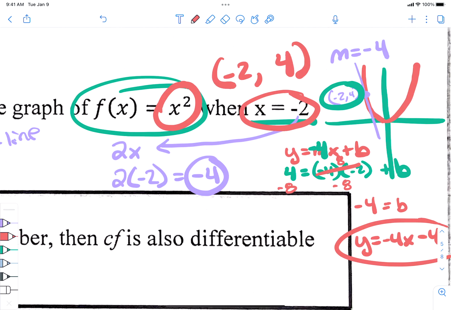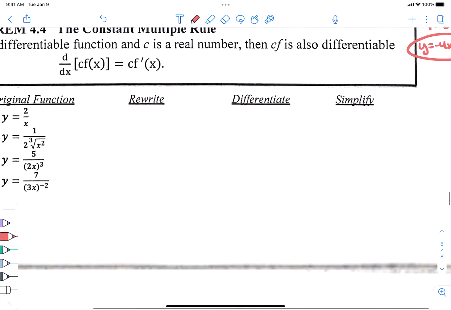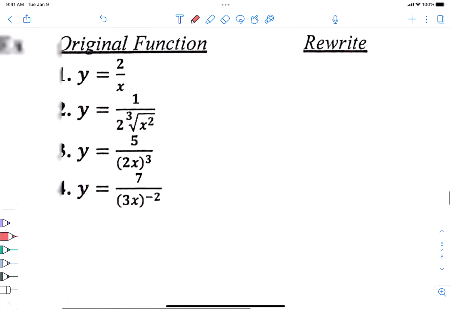Uh-huh. Okay, all right, so let's get into these ones. These are really ugly equations. So we have an original function that we want to rewrite. 2 over x. I cannot have x's in the bottom, so I'm going to move it to the top, and when I rewrite that, it will be 2x to the -1. If I move it to the top, it becomes the -1 power.